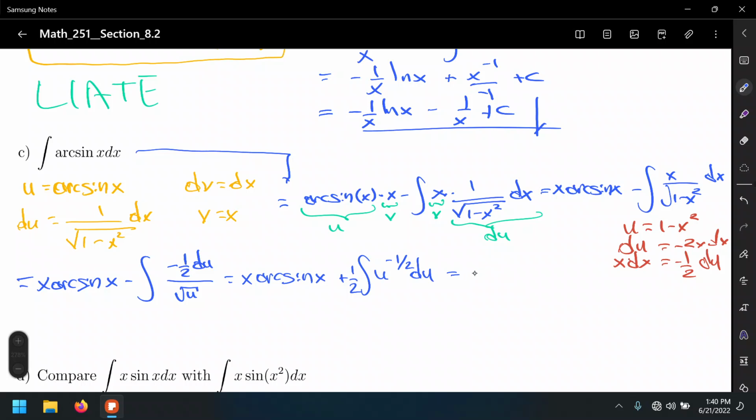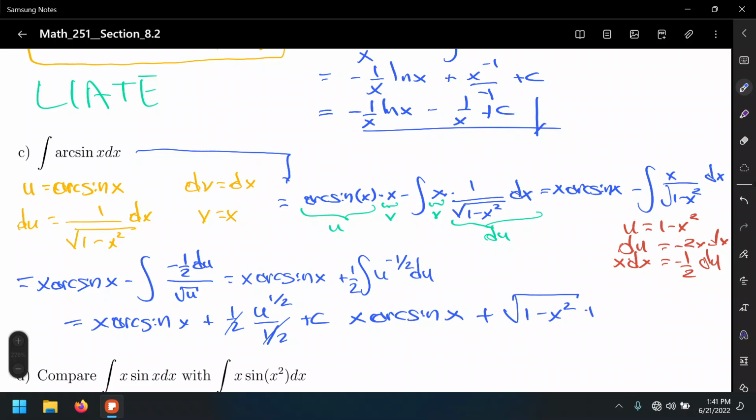So x arcsine x plus 1/2 u to the 1/2 over 1/2, which is nice because see how these 1/2 cancel, and that's due to the 1/2 which comes back to radical, and we can also back substitute for u. So x arcsine x plus the square root of 1 minus x squared plus c. And that's the final answer.